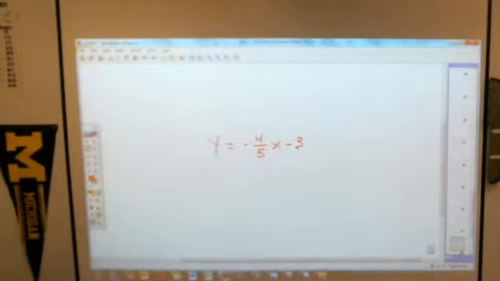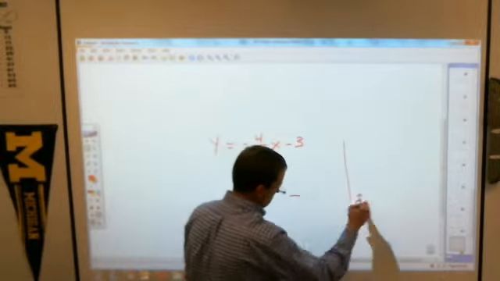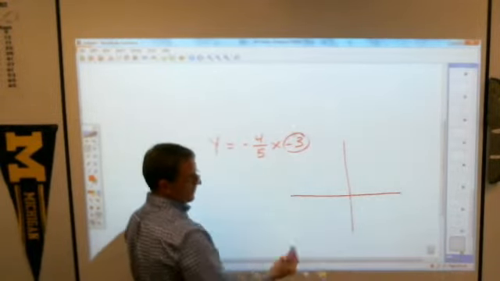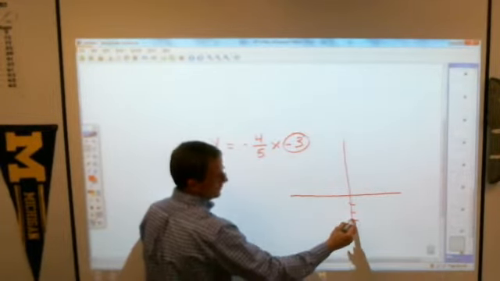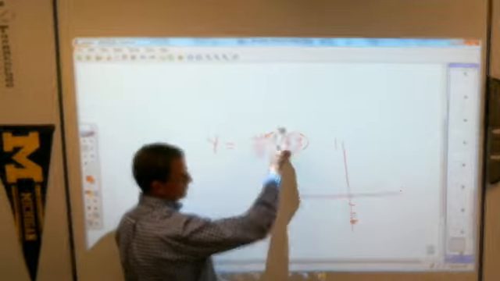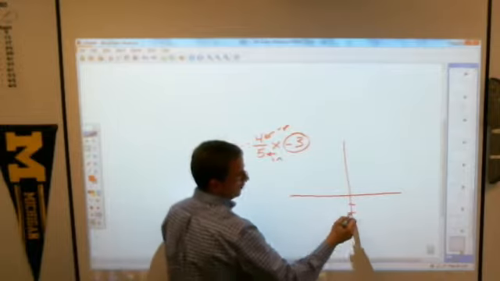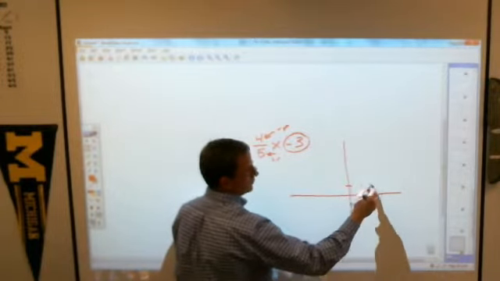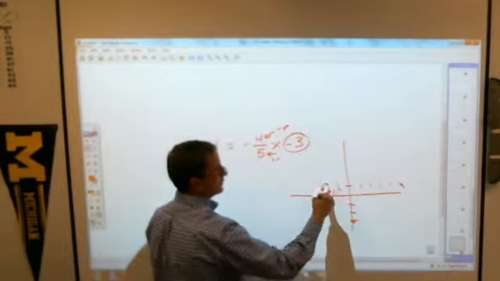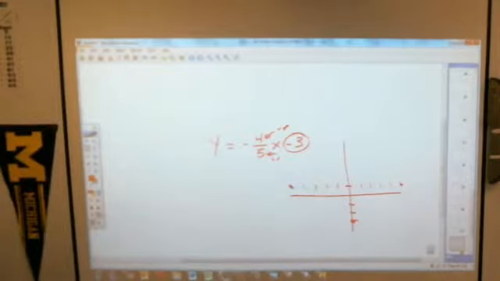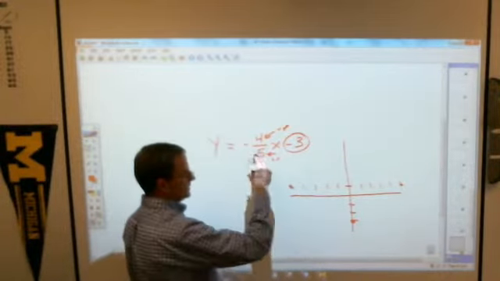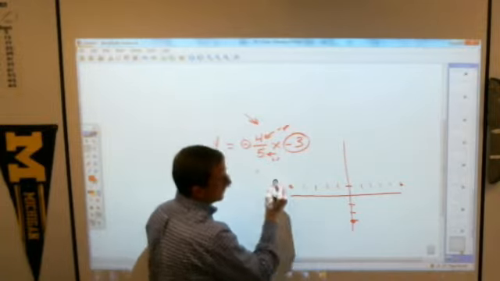Have I got it? Yes. So it looks like this. Crosses the y-axis at negative 3, 1, 2, 3. From that point, you are going up 4 over 5. Up 1, 2, 3, 4 over 1, 2, 3, 4, 5, or over 1, 2, 3, 4, 5. Which dot am I picking, Sittler? The one to the left. The one on the left, because negative slope means it has to go downhill.